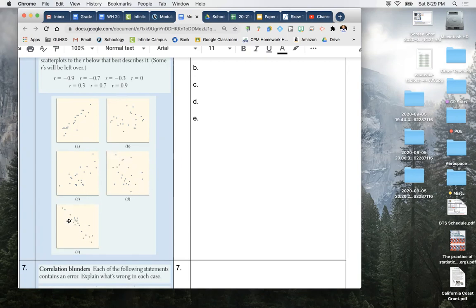This one is going to be a strong correlation as well, probably not as strong as this one. I would say that this one is probably going to be a -0.7, but I actually would accept either 0.7 or 0.9, just recognizing that it's a negative association and a little bit higher.